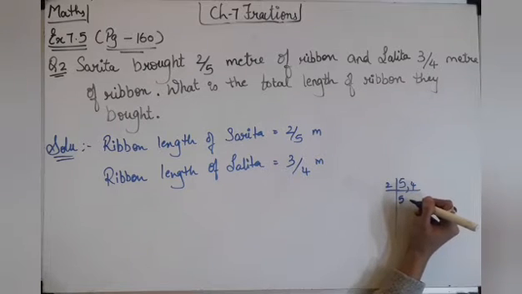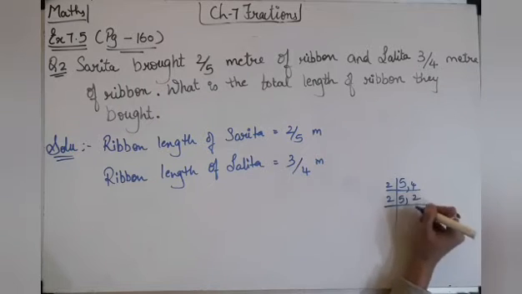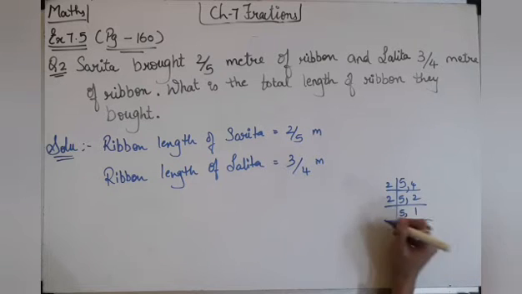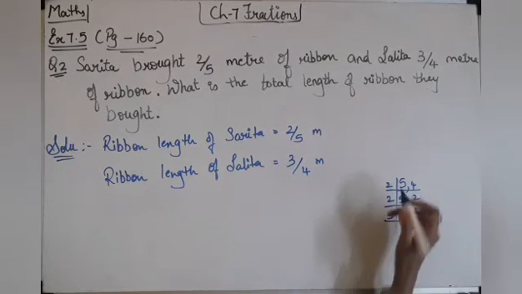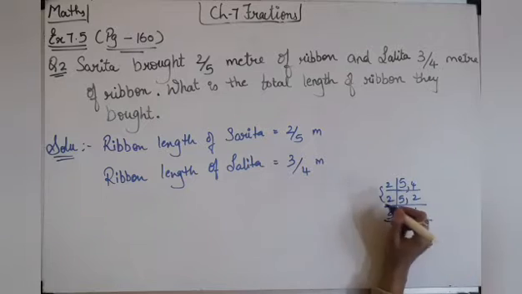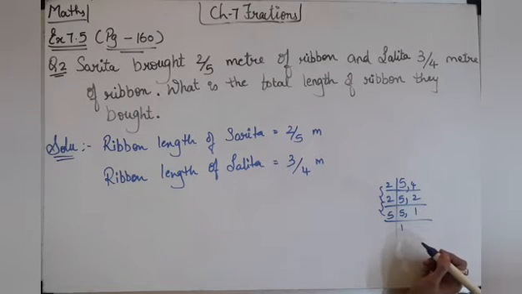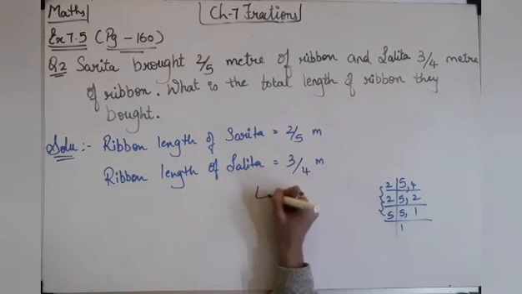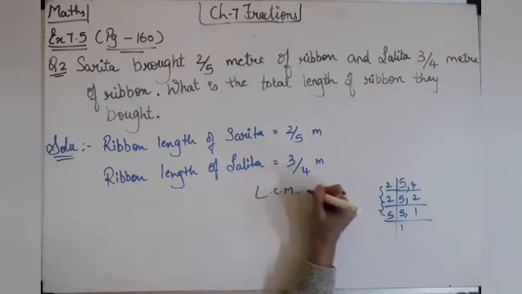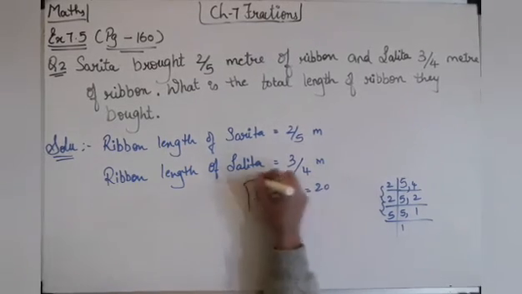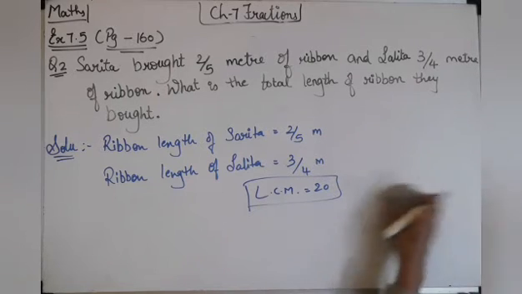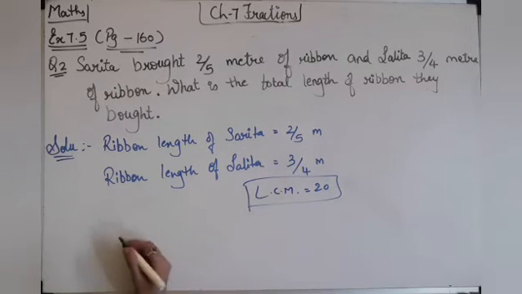In the table of 2, 5 is not coming, but 4 is coming. So 2 2s are, and then 2 1s are. Again 5 is not coming, we'll carry it down. Then 5 1s are. So 2 2s are 4 and 4 5s are 20. So we got the LCM equal to 20. Okay.